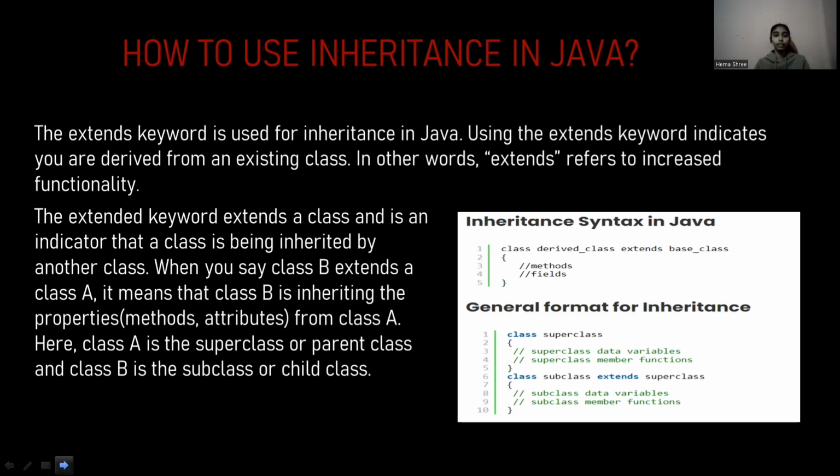When you say class B extends class A, it means that class B is inheriting the properties, which are methods and attributes, from class A. Here, class A is a superclass or parent class, and class B is a subclass or child class. Here is the general syntax for inheritance.